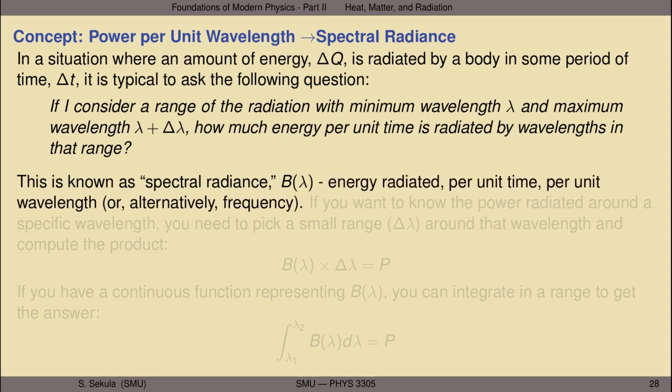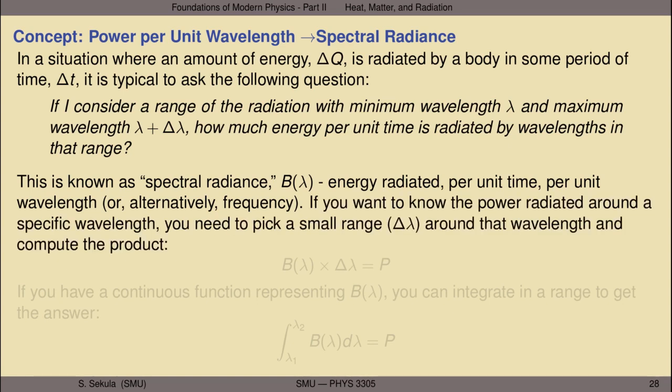This is the energy radiated per unit time, per unit wavelength. I could have also alternatively written B in terms of the frequency f, because frequency and wavelength are related to the speed of light for electromagnetic radiation. But I'm going to use B as a function of lambda.